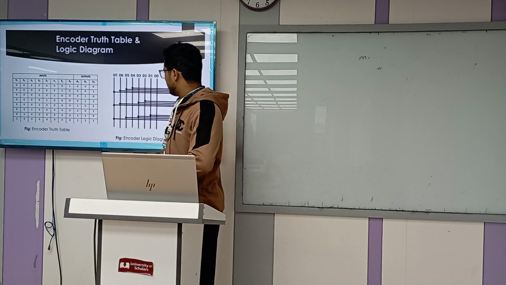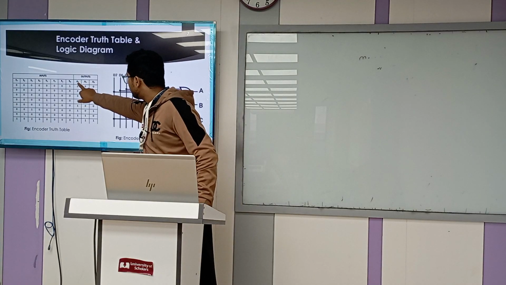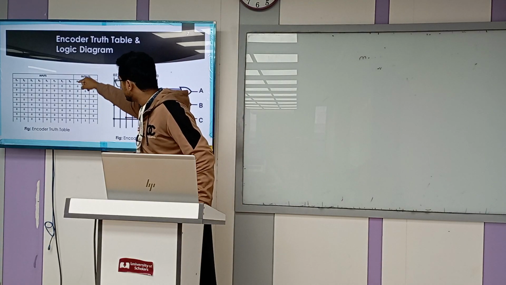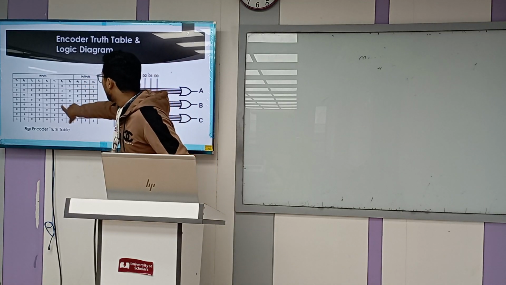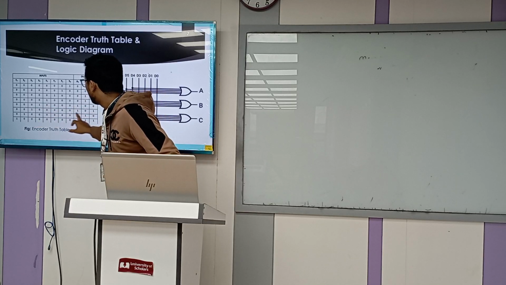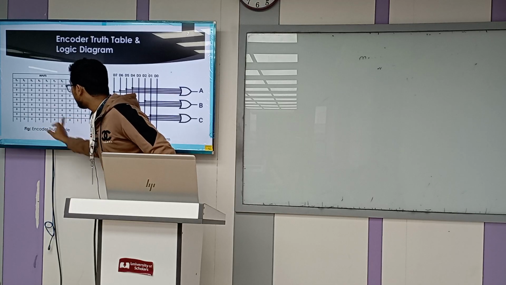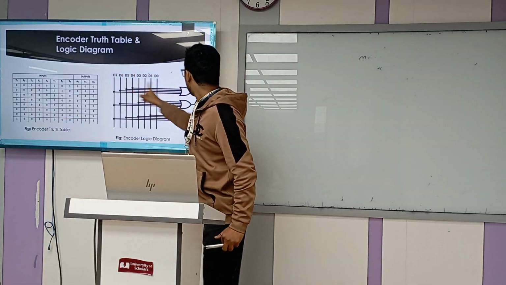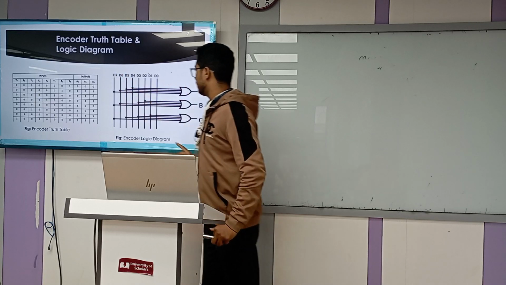And the output A2 equals Y4 plus Y5 plus Y6 plus Y7. You can see the A output is D4, D5, D6, D7.